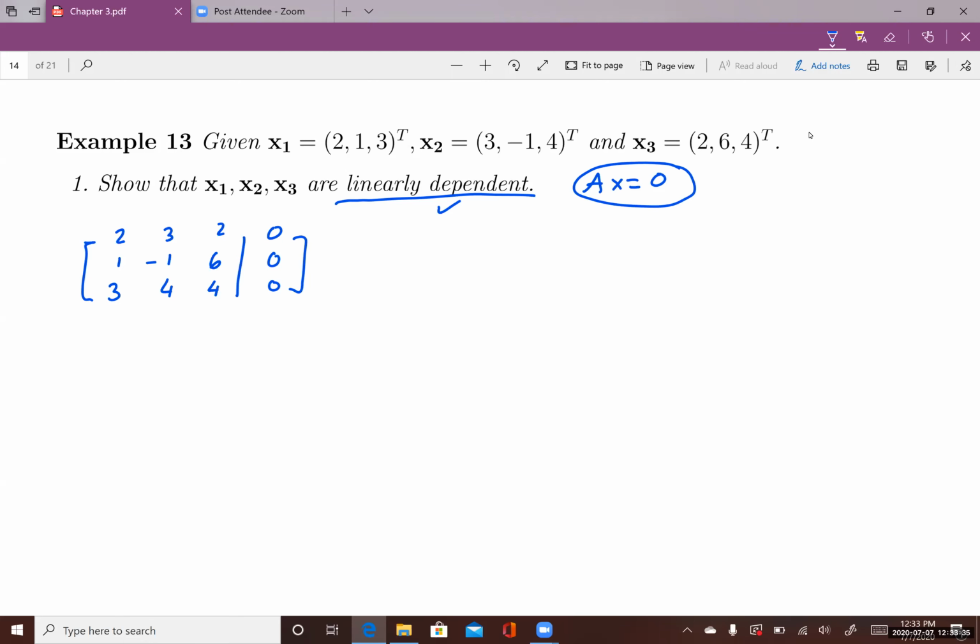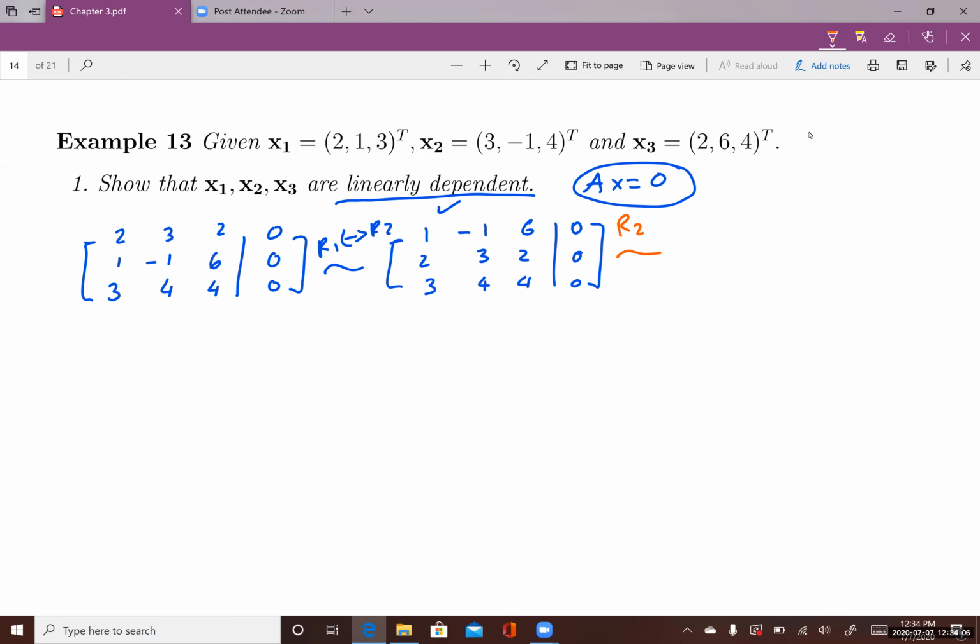Okay, and I just reduce it. So I move it up here, and then move it down, and then 3, 4, 4. Okay, and then I do some row operations in order to determine whether this system has only trivial solutions or it has non-trivial solutions. I don't have to solve for it. I just need to know that information.